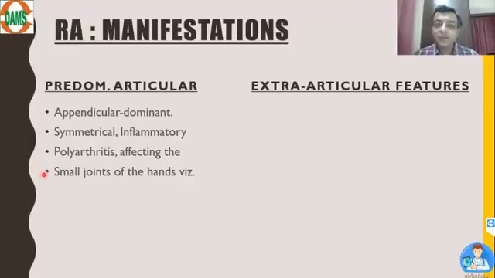Namely, which are the small joints affected in RA? RA affects the wrist joint, the metacarpophalangeal joint and the proximal interphalangeal joint (PIP). So RA can affect the wrist joint.